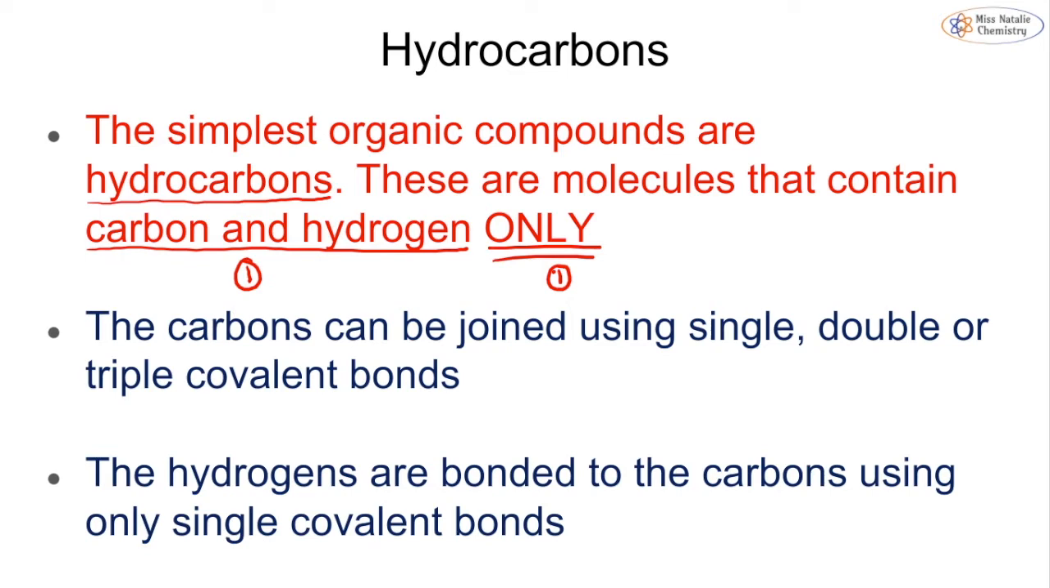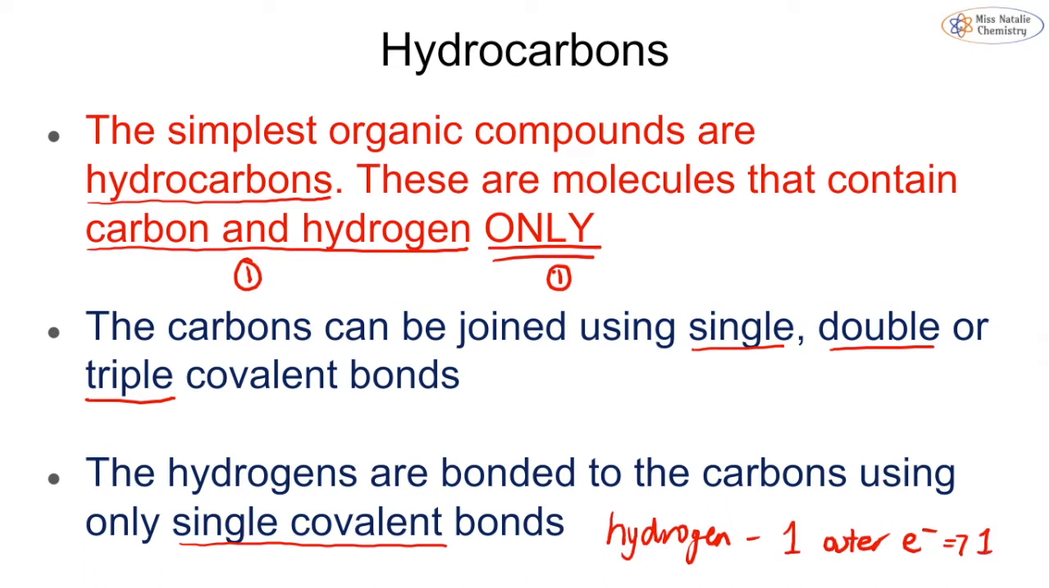Now, the carbons themselves can be joined using single bonds, double bonds, or even triple bonds. Now, we're not going to go into too much detail about the triple bonds, but they can exist. We're going to put our focus on the single and the double. The hydrogens that are part of these hydrocarbons are bonded to the carbons using only single covalent bonds. Because remember, hydrogen only has one outer electron, so it can only form one covalent bond. And in this case, it would be bonding to the carbon.